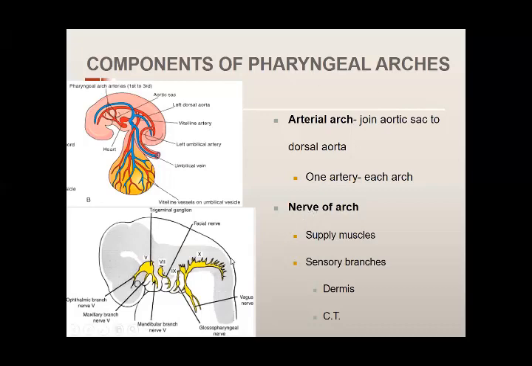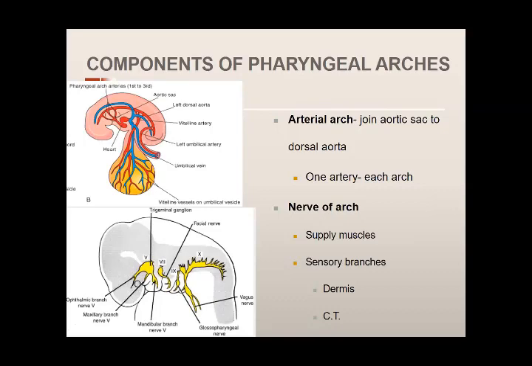The fourth component is the nerve of the arch. Remember, ये nerve जो है, it's always a cranial nerve. The nerve of the pharyngeal arch is a cranial nerve. अब this cranial nerve supplies muscles. It also supplies sensory branches. Sensory branches connective tissue of dermis के लिए होती हैं. The rest is the supply to the muscles.